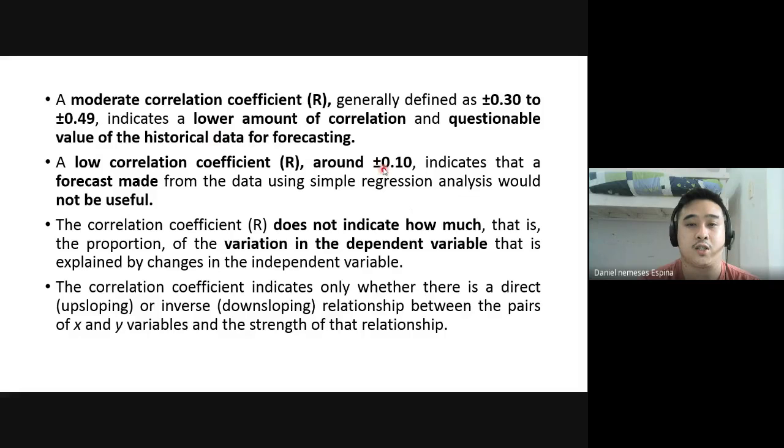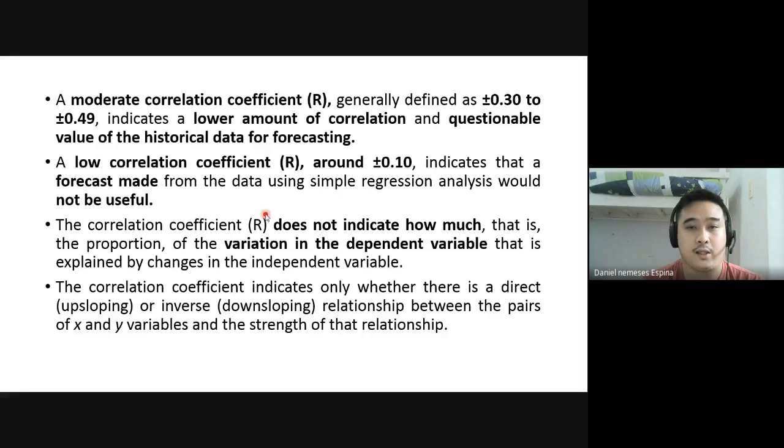If the correlation coefficient is around plus or minus 0.10, so kung 0.10 and below, it indicates that the forecast made from the data using simple regression is not useful. So dili na siya pwede nimo gamiton for forecasting purposes. Okay? So dili na siya pwede.